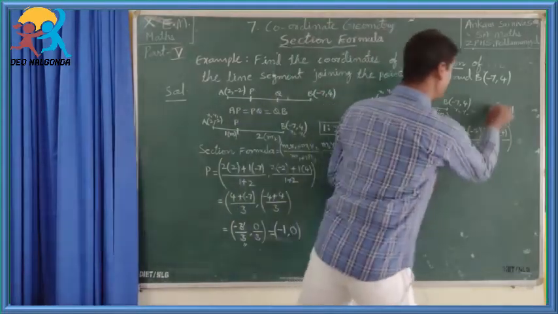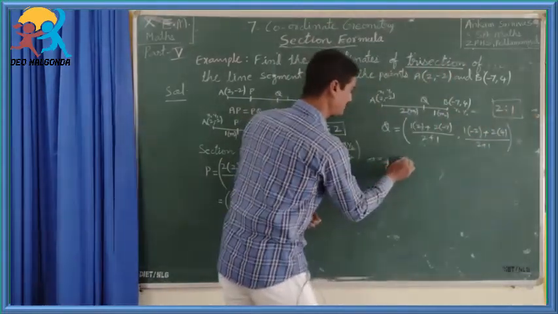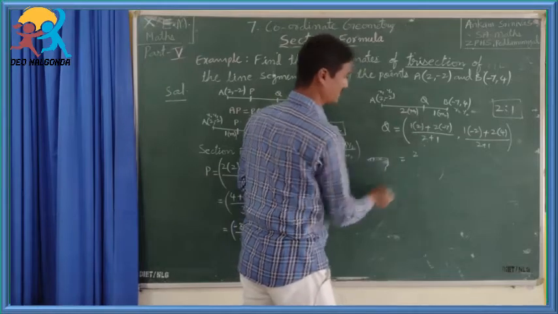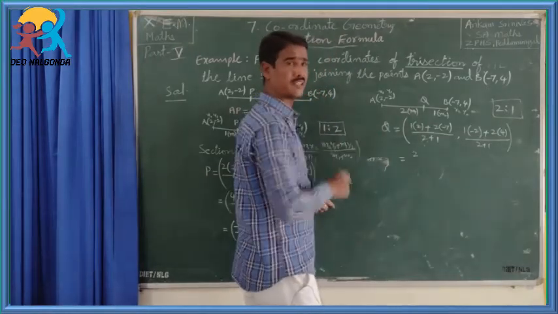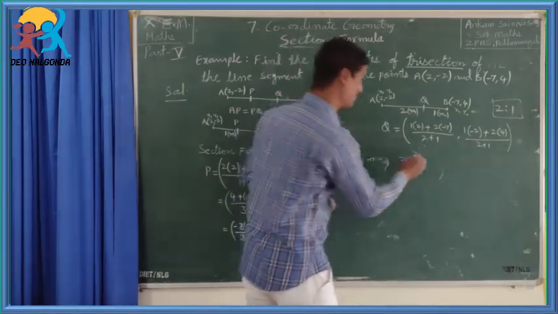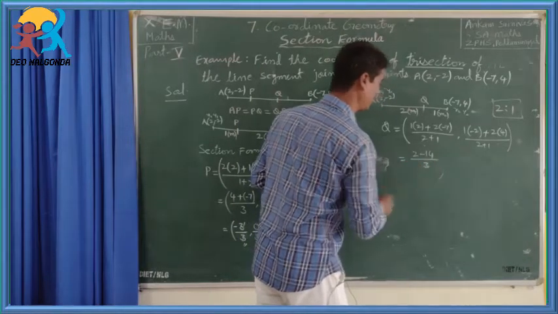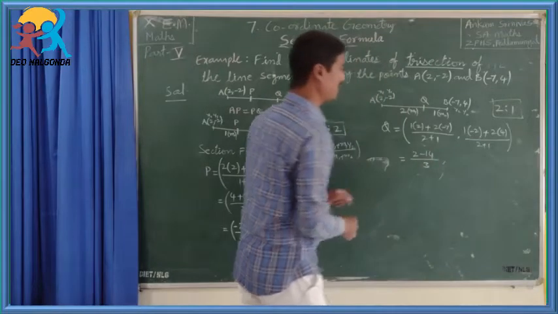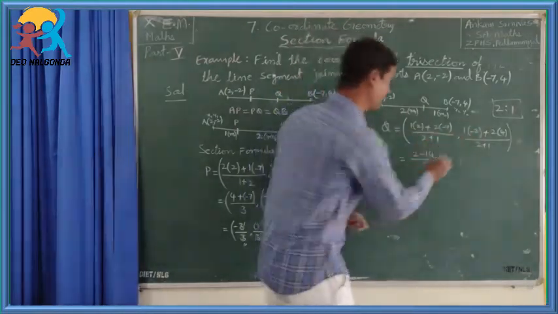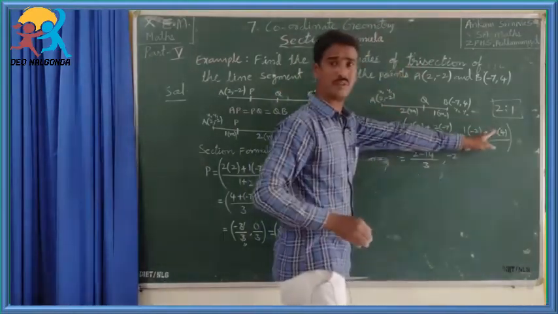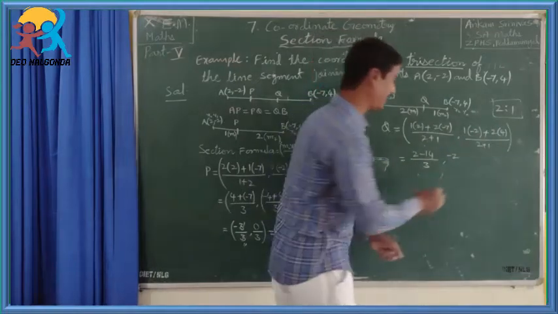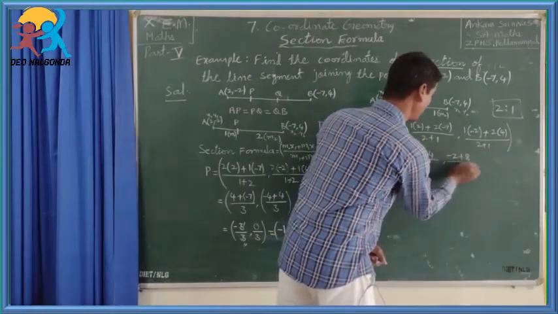And here, children, 1 into 2 is 2, and 2 into -7 is -14, by 3. And 1 into -2 is -2, and 2 into 4, 2 fours are 8, so -2 plus 8, by 3.